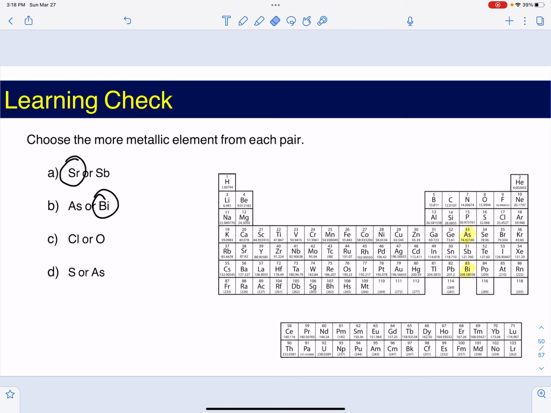What about chlorine and oxygen? We know that none of those is a metal, so let's see how we do this one. Chlorine and oxygen.